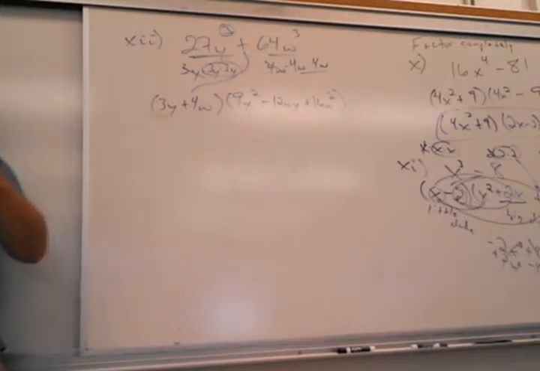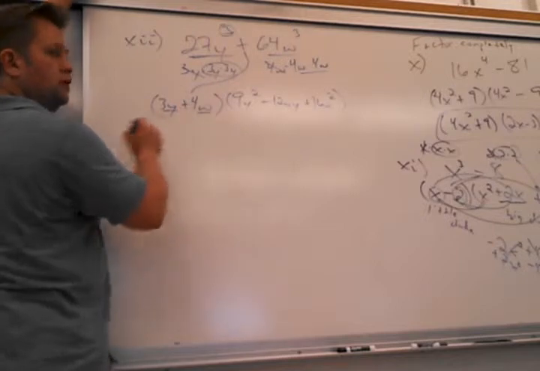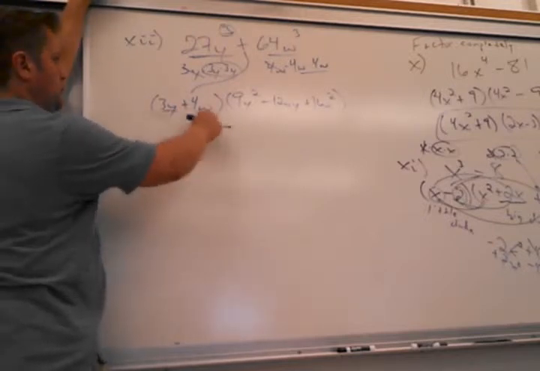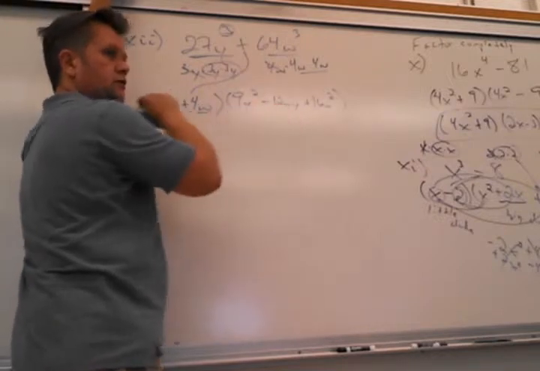Simplify it. You guys kind of with me? He said that was probably where you get the 12wy? What's 3y times 4w? 12wy. Opposite sign, because what's this do? Cancels the stuff I don't want.